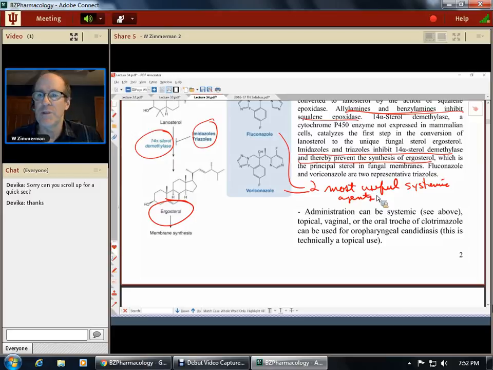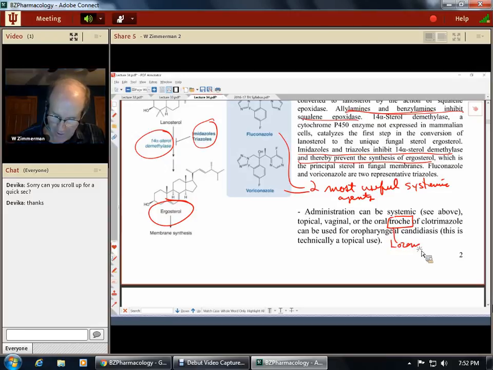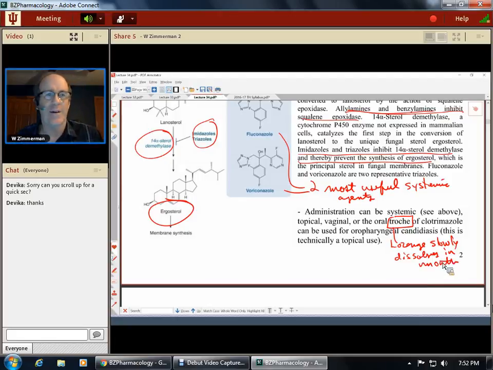Let's see, administration, as I said above, can be systemic, topical, there's vaginal suppositories. There's also this thing called oral troche, that's how that is pronounced. It's just a lozenge that slowly dissolves in the mouth. And the point is, you don't bite down on it. You just stick it between your cheek and gum and let it slowly dissolve there to slowly release the clotrimazole. And it works great for oropharyngeal candidiasis.